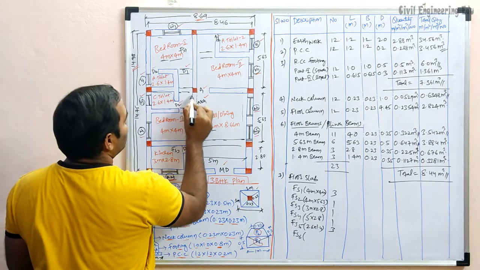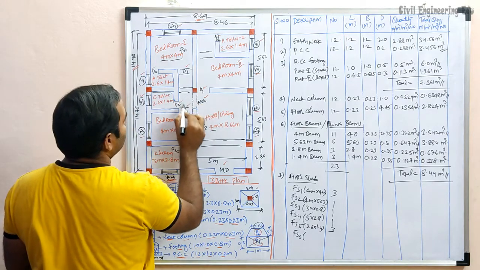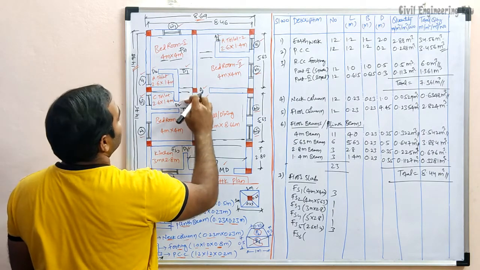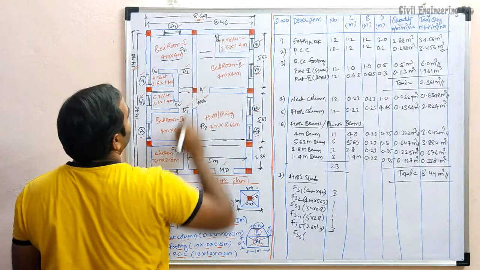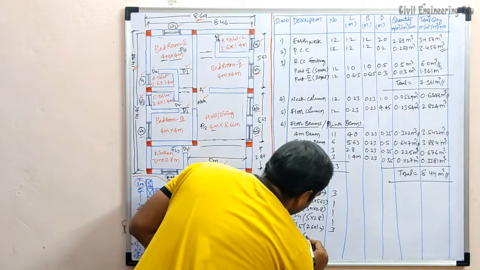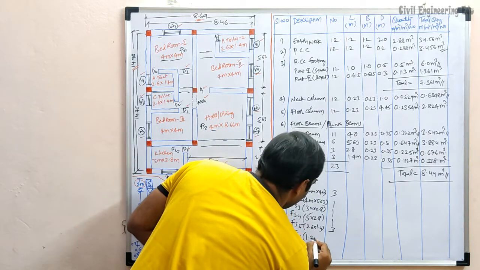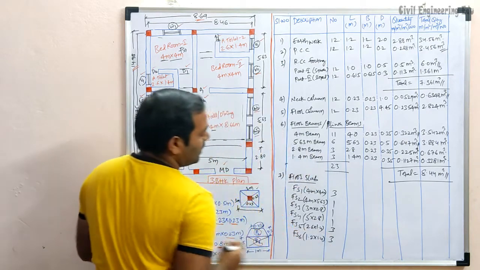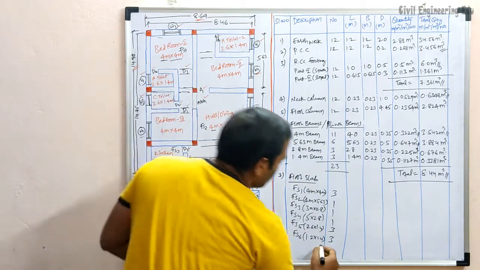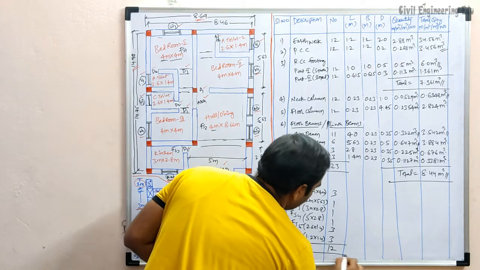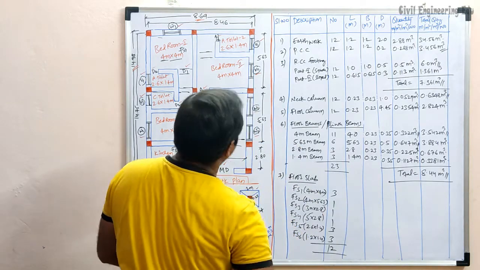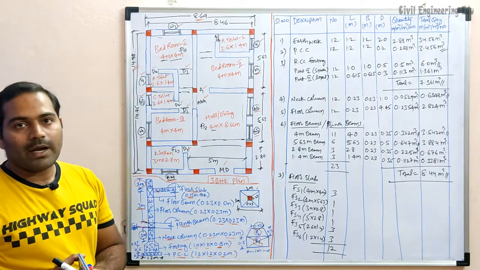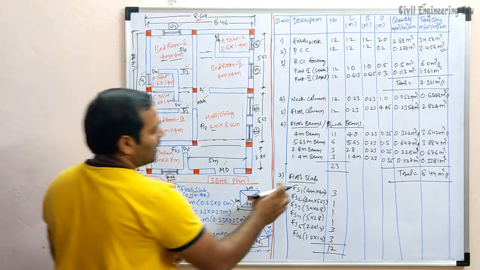Now coming to floor slab 6. The panel between these beams, this one and this one, I have taken as floor slab 6. It is 1.2 by 1.4. There are 3 numbers. So total panels are 12. 9 plus 3 is 12. So here I got a total of 12 panels of floor slabs.